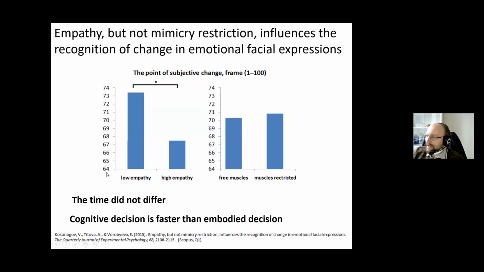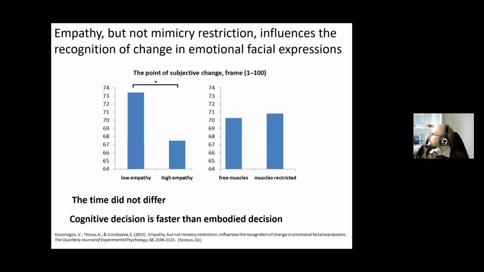And we saw here that people with low empathy begin to work worse when we stop their imitation. They begin to recognize emotions at just 73% of expression. People with high empathy could recognize emotions earlier, but in our case, the muscle restriction didn't work. In a lot of articles, it worked. In our study, it didn't work.